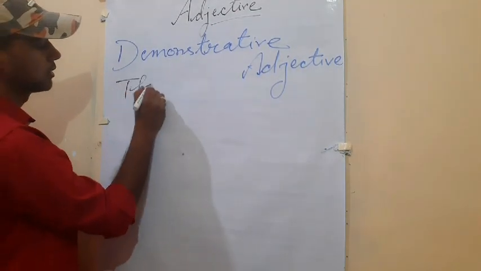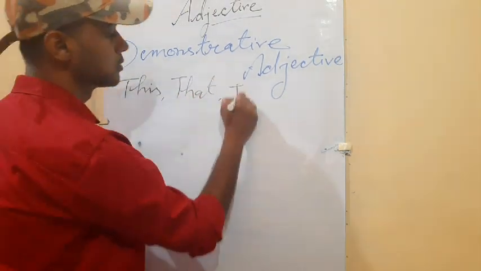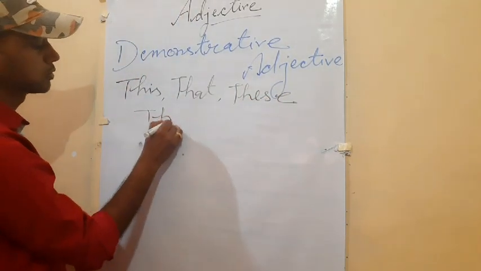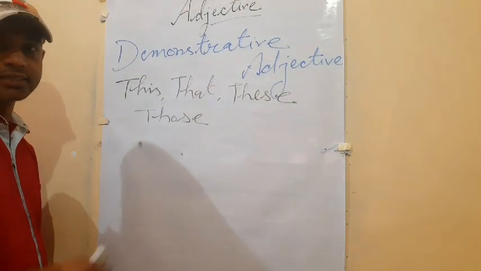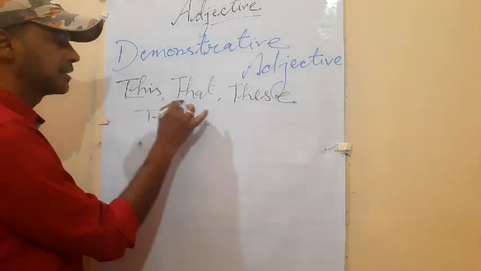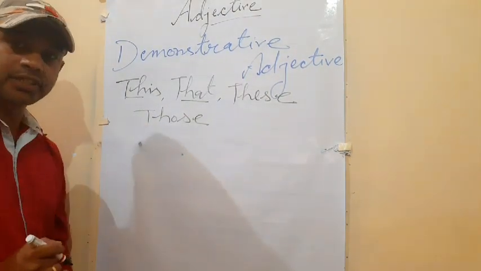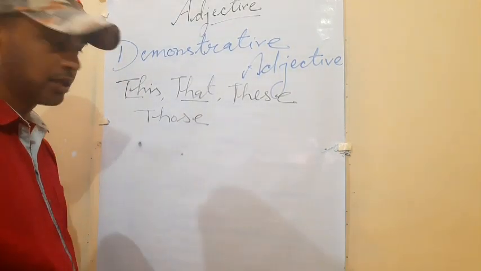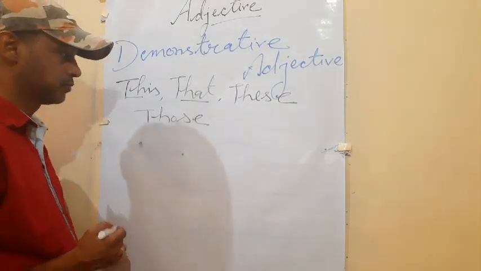So I told you: this, that, these, those. First one, this and that. This is used for the singular noun. That is also used for singular noun. These and those are used for plural noun.